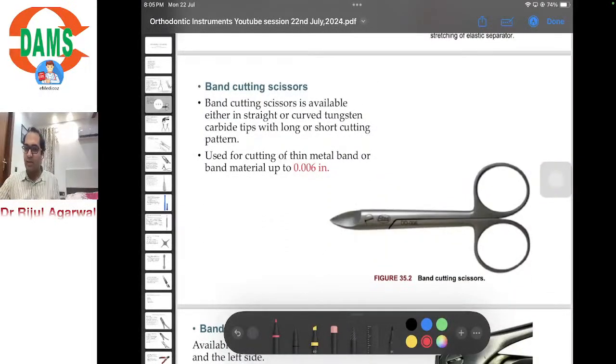Next is an easier instrument. It's a band cutting scissor made up of tungsten carbide tips. We all know the advantage of tungsten carbide tip, highly brittle, okay, with long and short cutting pattern. The important point is this, the one which is highlighted in red. It is used for thin metal bands of band material up to 0.006 inch. Just remember this value. Rest, I know everyone can identify this instrument very easily. Okay, look at its tip, how it's angled and cut.